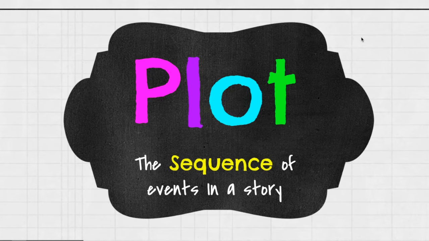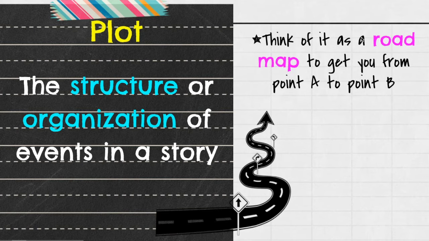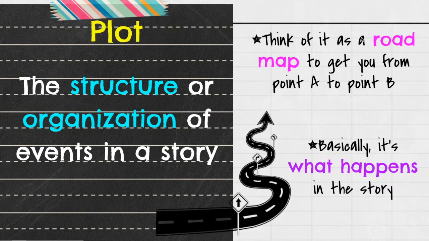Today we are going to talk about plot. Plot is a sequence of events in a story. Like I said, plot is the structure or organization of the events in a story. I like to think of it as a road map. It gets you from point A to point B in your story. Basically, it's what happens in the story.